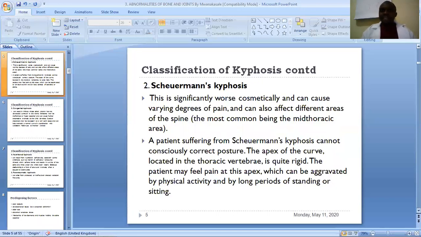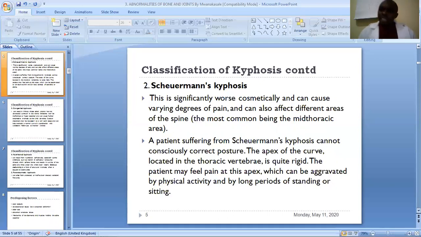Now, this is significantly worse cosmetically and can cause varying degrees of pain and can also affect different areas of the spine, the most common being the mid-thoracic area. So we're saying a patient suffering from Scheuermann's kyphosis cannot consciously correct posture. The apex of the curve located in the thoracic vertebrae is quite rigid. The patient may feel pain at this apex, which can be aggravated by physical activity and by long periods of standing or sitting. What is this Scheuermann's disease?